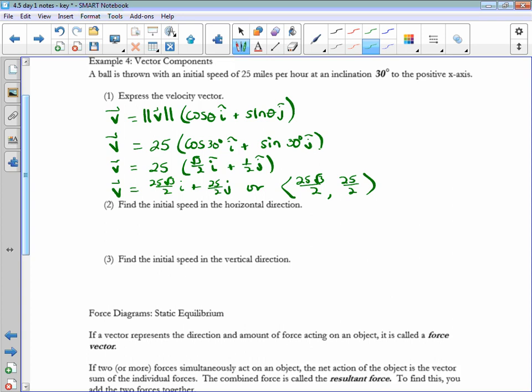Then it's asking us to find the initial speed in the horizontal direction. Do you guys understand that if we have a ball thrown at a 30-degree incline, there's a horizontal piece to that speed and a vertical piece to that speed getting you to that angle? Which of these represents the horizontal part? The first one, the x. So when it's asking for the initial speed, I'm asking for that x piece. So 25 root 3 over 2. If you used your calculator, that's approximately 21.651 miles per hour.